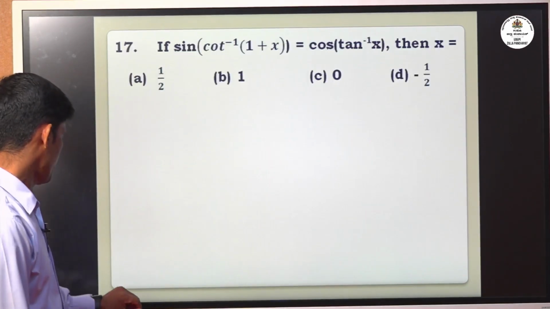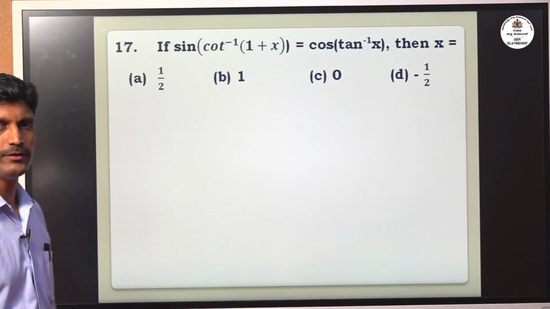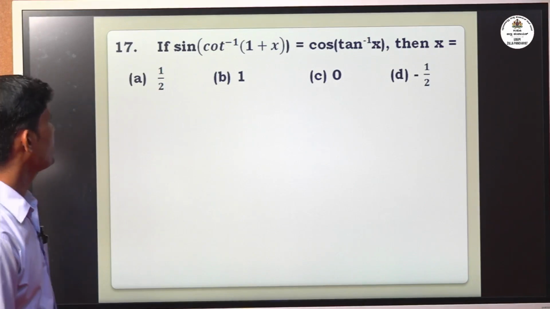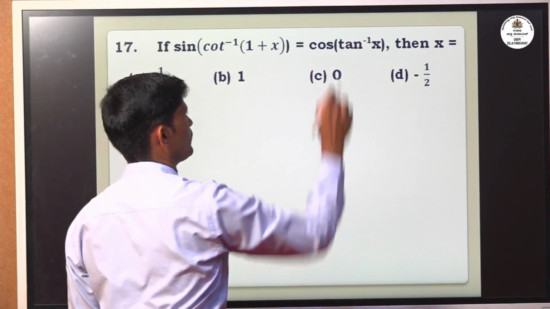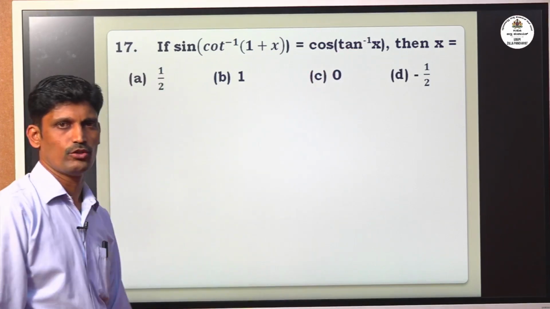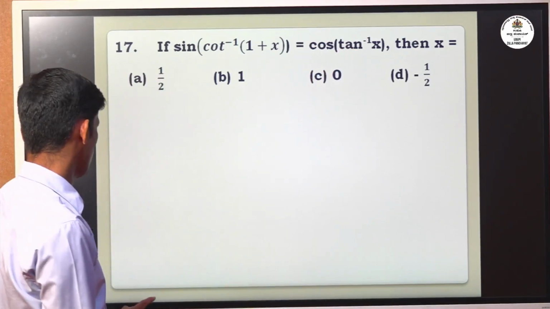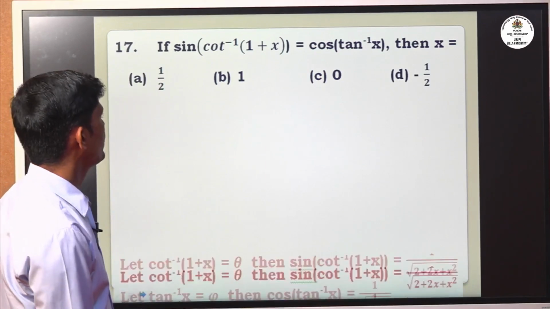Let's go to the next question. Question number 17. If cot inverse of sin of cot inverse of 1 plus x equals cos of tan inverse of x, then what is the value of x? We have to solve this and find the value of x.